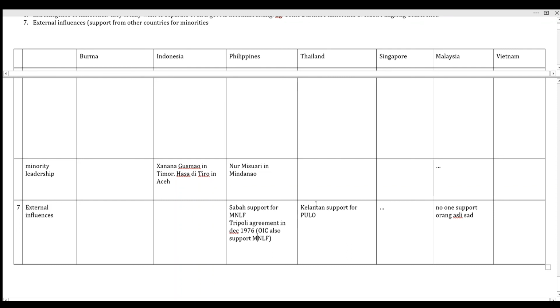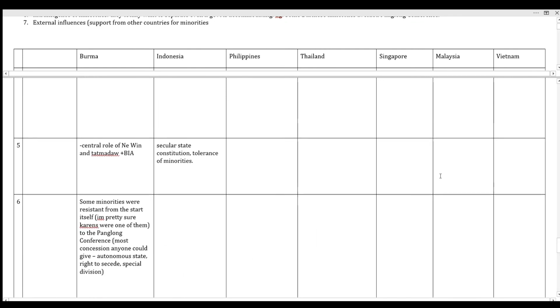In Thailand, we have PULO getting support from Kelantan. Oh yes, here's one very interesting thing. In Malaysia, we have all the indigenous tribes, right, which include the Orang Asli. No one supports them, so in the end, they can't even do anything. Even if they wanted to do something, they don't have any real leader nor anyone to help them, so oh well, kind of sad. But yeah, that's pretty much it.